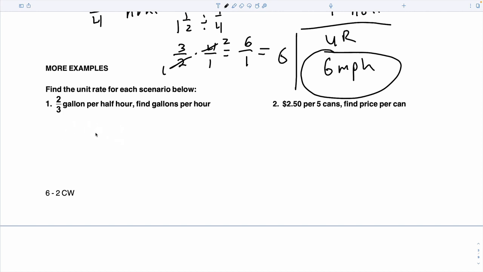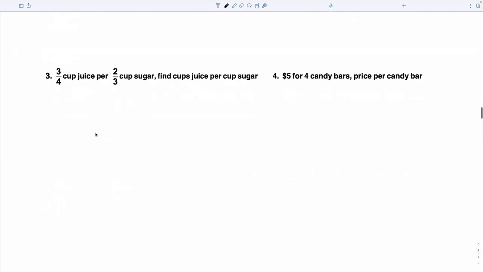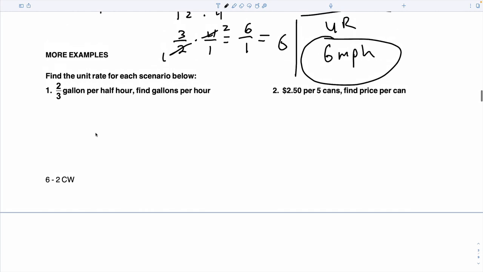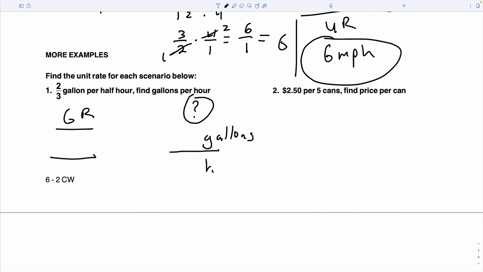Let's read number 1. I'm going to cold call through these. The biggest trick is to set these up. So before we even read the problem, let's write GR and then what we're looking for. 2/3 of a gallon per half hour. We want to find gallons per hour. Go to the question mark and write what they just said to find. Gallons per hour.